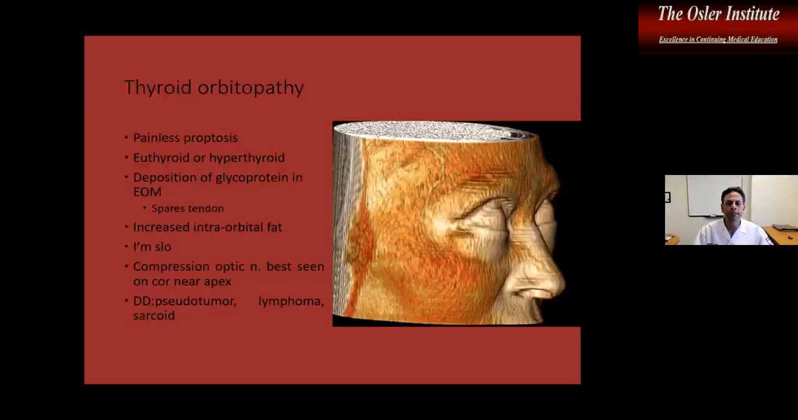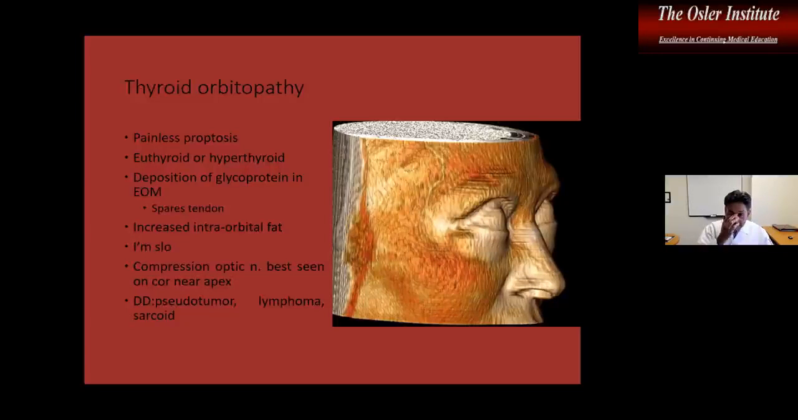So "I'M SLow" is the mnemonic. The most commonly involved muscle is the inferior, followed by the medial, then superior, then lateral, and then the obliques are rare, but they occur. But the most important thing about that is that idiopathic orbital inflammation often affects the lateral rectus. So when you have isolated lateral rectus involvement, you have to think orbital inflammation as opposed to thyroid eye disease. The other thing is that lymphoma can also affect the extraocular muscles.